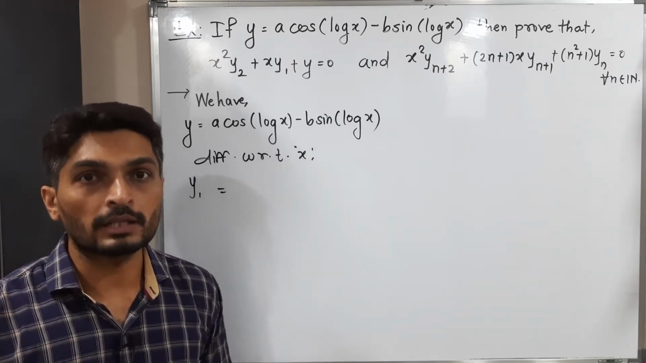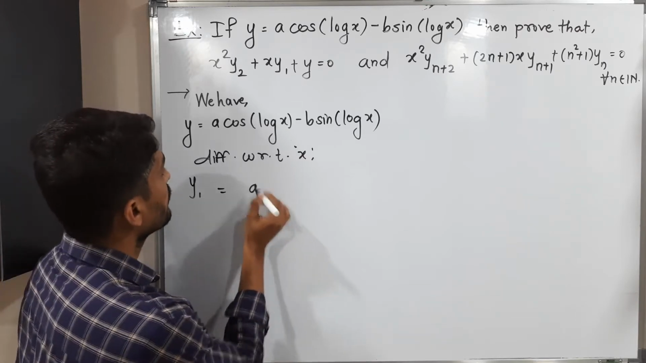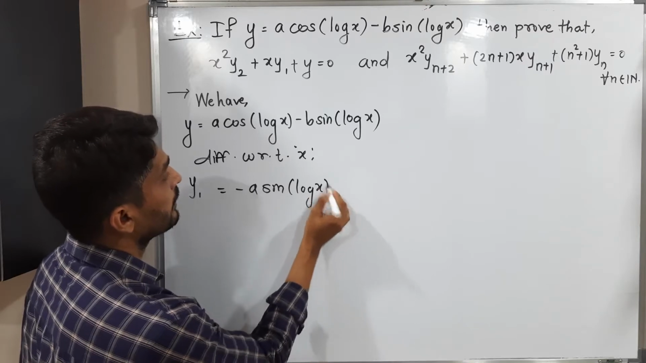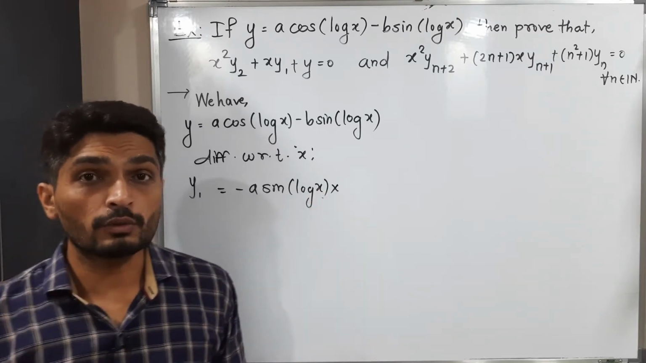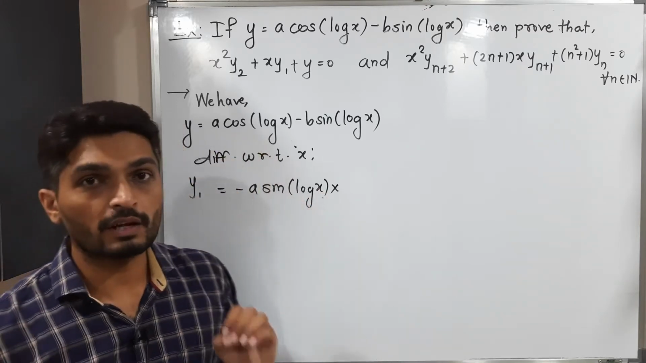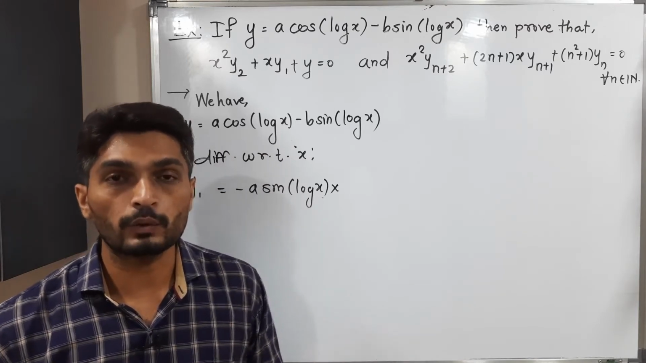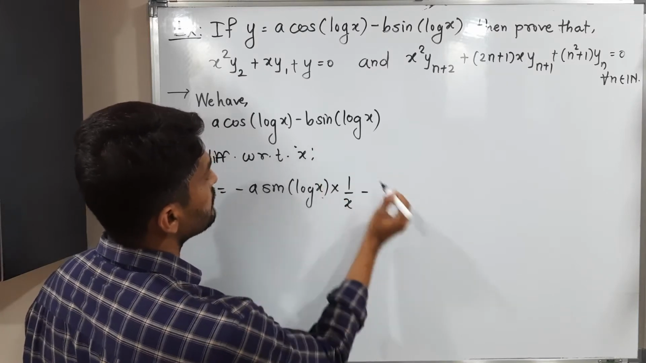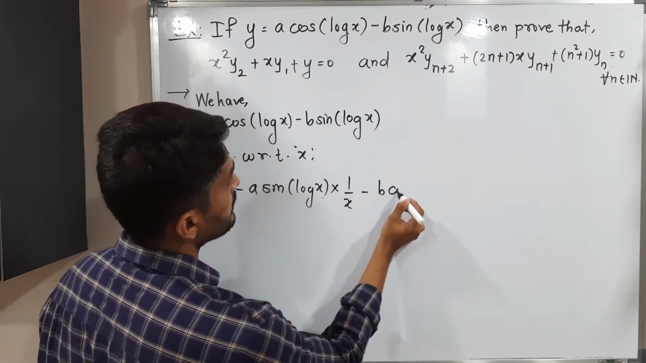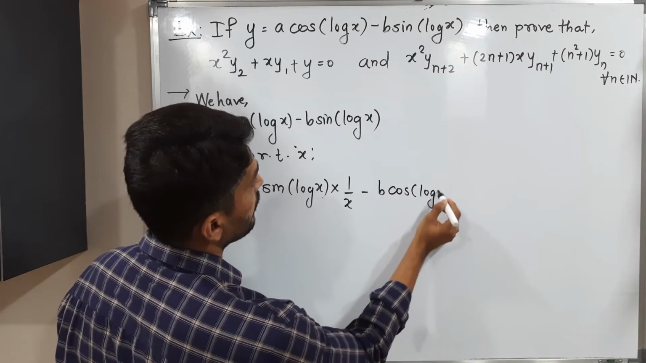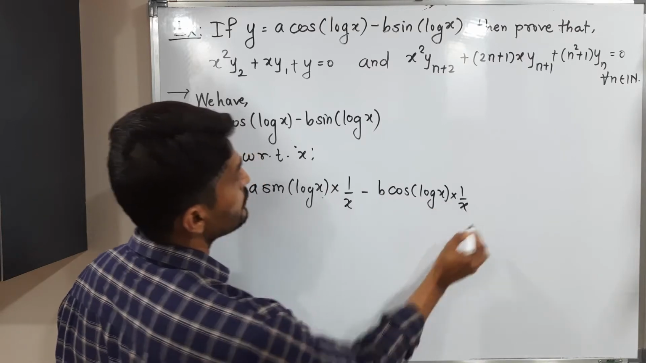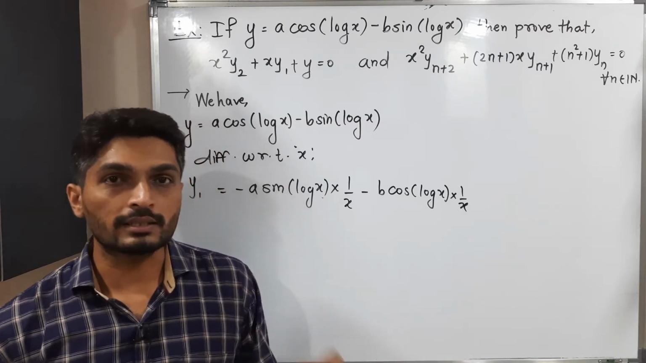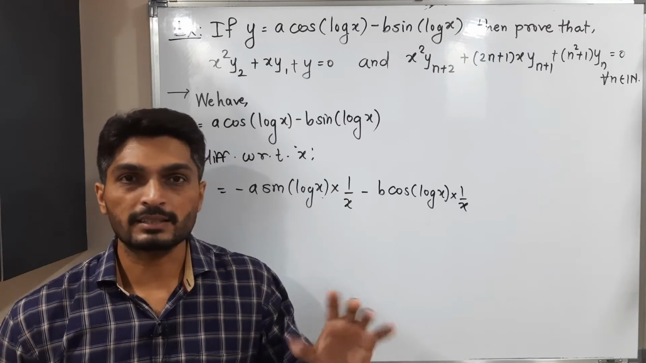You can take separate derivatives. A is a constant. Derivative of cos is minus sin log x. Now by chain rule, the derivative of the outer function we have taken, the inner function is log x, so we have to take its derivative too. Derivative of log x is 1 by x, minus b as it is. What is the derivative of sin? It is cos log x. Again derivative of log x by chain rule is 1 by x. The same chain rule I have applied for the second term also. As you can see, in the denominator we have x, that means 1 by x, 1 by x.